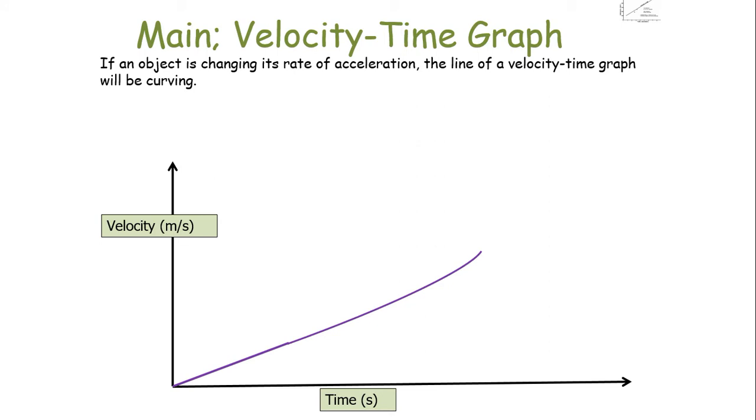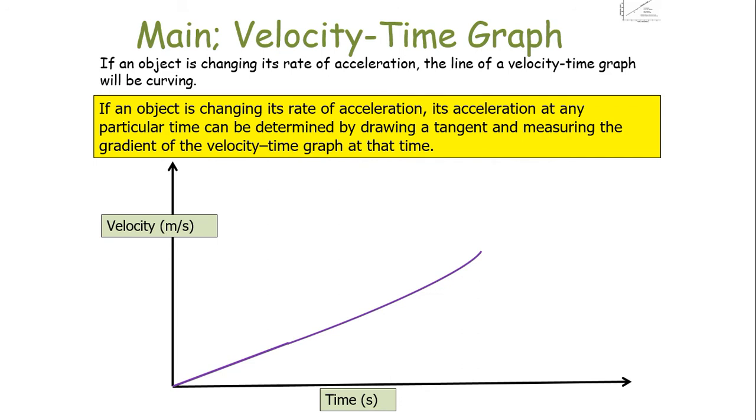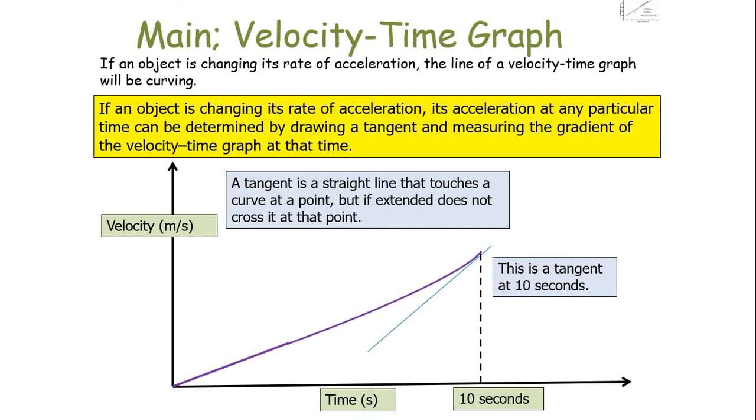So if an object is changing its rate of acceleration, well then the line of a velocity time graph will be curving. So again, similar to before, if we want to determine the acceleration at a particular point of a curving line, we've got to draw a tangent and measure the gradient of the velocity time graph at that particular time. So again, what if we wanted to work out the acceleration at 10 seconds? Well, what do we do?